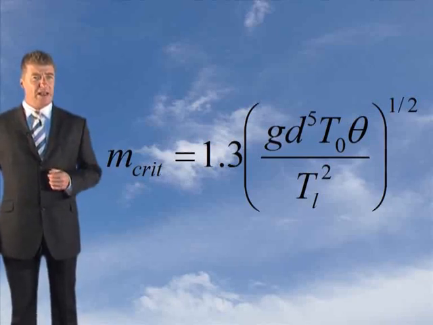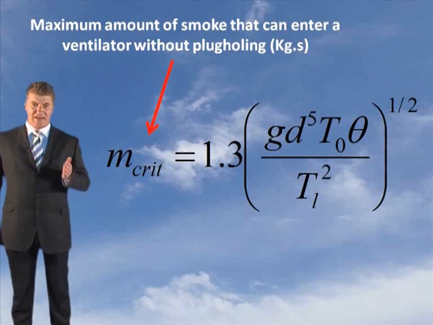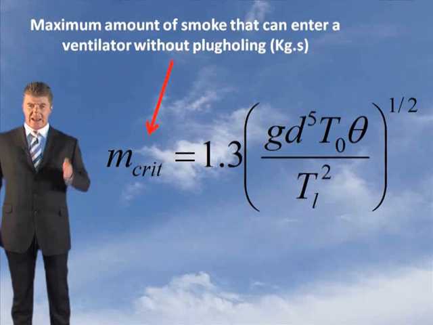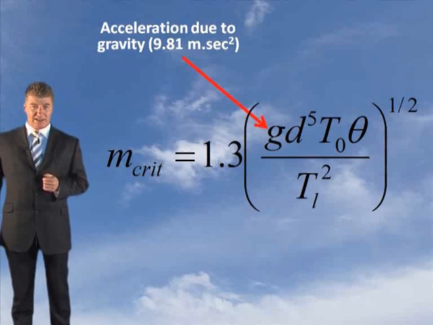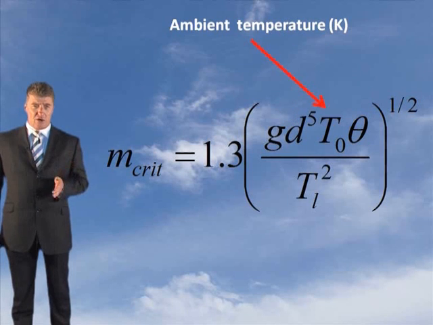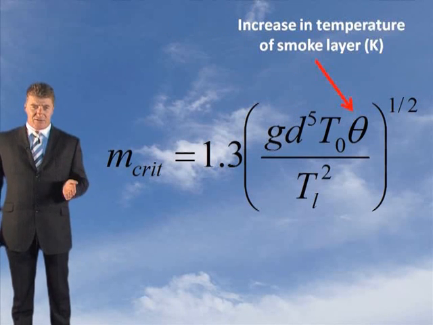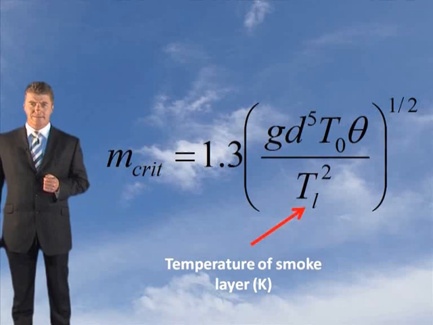So this is the formula to apply, where mcrit is the maximum amount of smoke that can enter a ventilator without plug holing occurring in kilograms a second. G is your acceleration due to gravity, which is 9.81 metres a second squared. D is your smoke layer depth. TO is your ambient temperature of your air. Theta is your increase in temperature of the smoke layer in Kelvin. And TL is your temperature of your smoke layer.